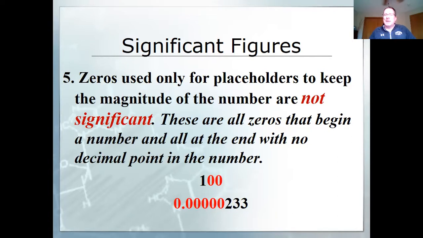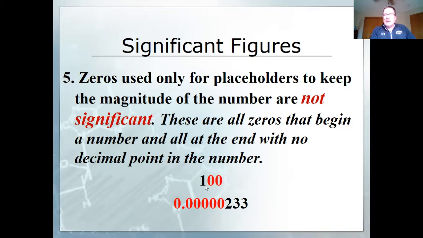Zeros used only for placeholders to keep the magnitude of the number are not significant. These are all zeros that begin a number and all at the end when there is no decimal point anywhere in the number. So we already addressed this bottom one. All these zeros are wonderful, but they're just placeholders to tell you how far below 1 that number is. You don't start counting significant digits, counting left to right on the number, until you hit an actual number.